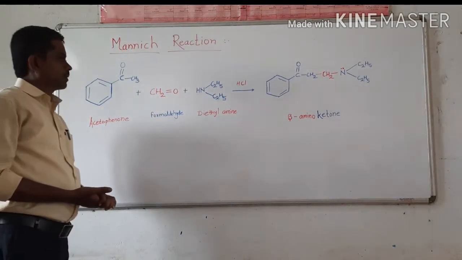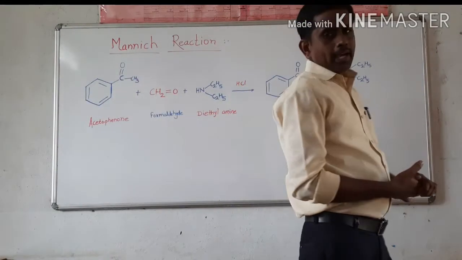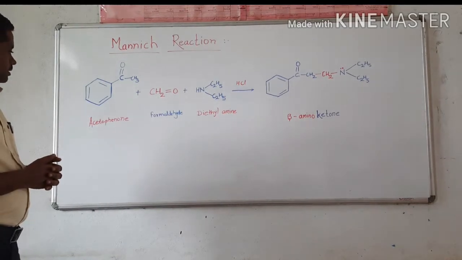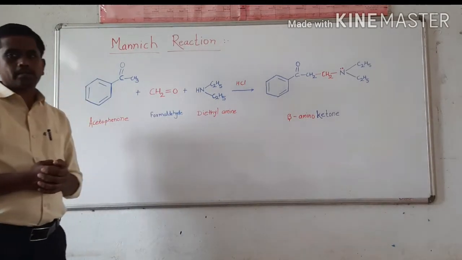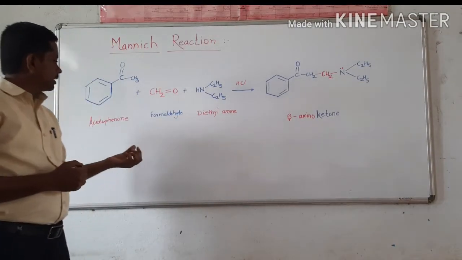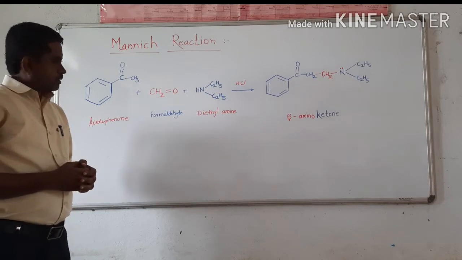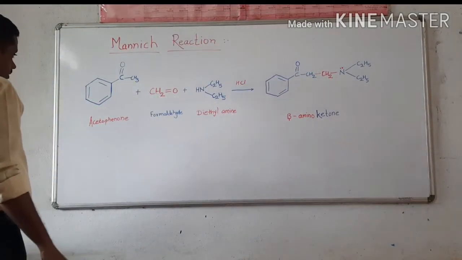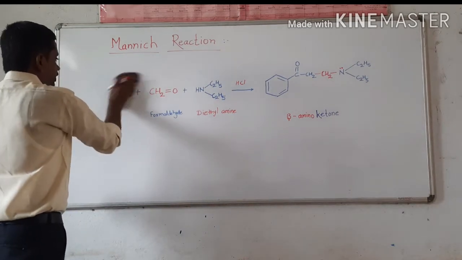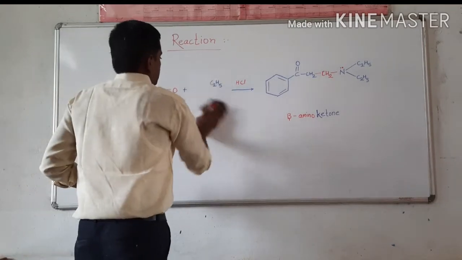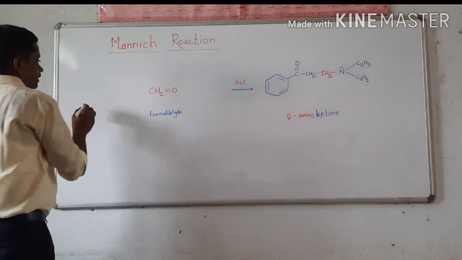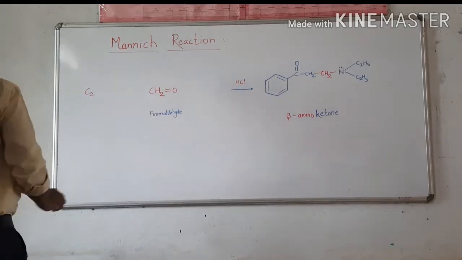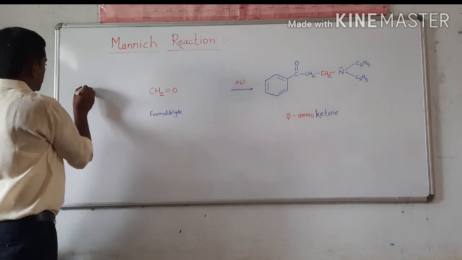For the Mannich reaction, the mechanism starts with the formation of imine complex from diethyl amine and formaldehyde. Let us see the mechanism part. For Mannich reaction, the diethyl amine and formaldehyde react to give an imine complex.